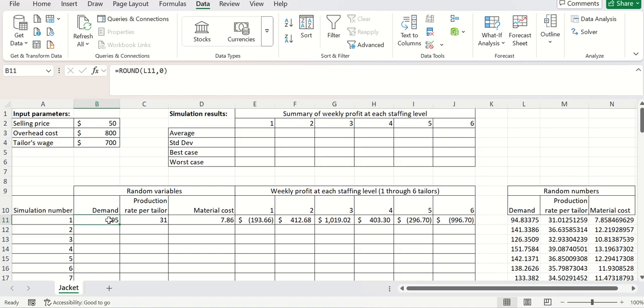So over on the left side, what I've already done is I'm saying equals round this value, and I want it rounded to 0 decimal places, right? It makes sense that we're going to have a demand of 95 jackets, not a fraction of jackets. Production rate per tailor, again, we're taking the random number, rounding it to 0 decimals. And then finally on the material cost, because it's a dollar figure, we're taking the random number and keeping it at 2 decimals so that we have dollars and cents.